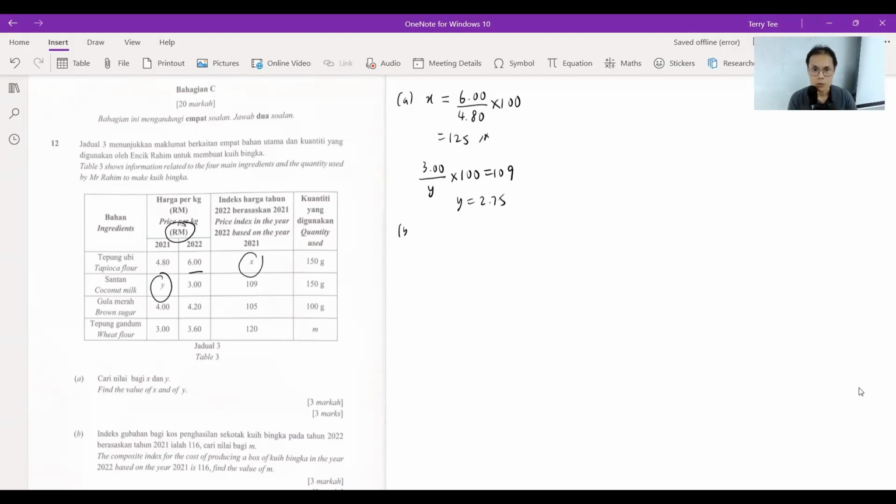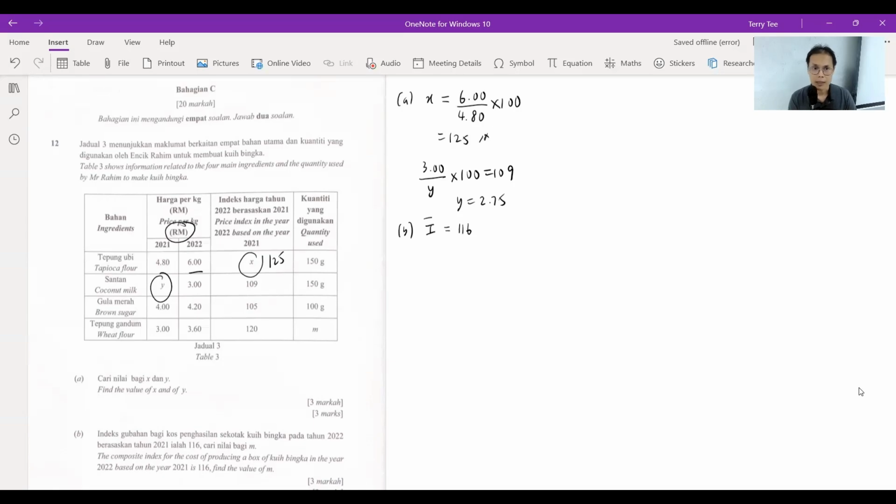So what we can do is we take the individual price index, this is 125, multiply with the quantity used, this is your weightage. But in this case, I can't simplify the weightage because I do not know what is the value of M. In fact, I'm finding the value of M. Remember, the index of change, in this case, is 116.